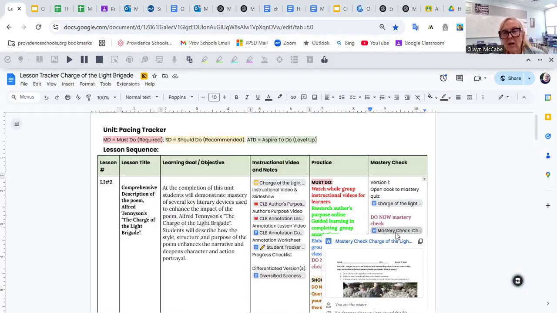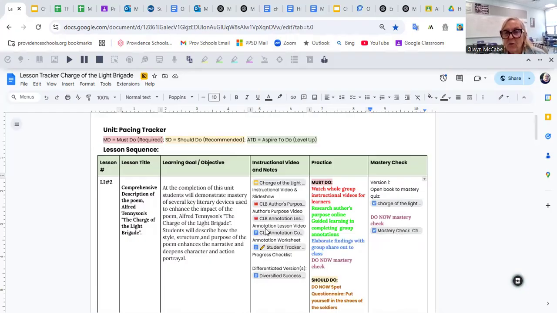Because after learning about the author's purpose in the Charge of the Light Brigade, it might change your perspective, or it might better inform their perspective. So the mastery check is to see what they've taken away from their search of the author's purpose with the Charge of the Light Brigade.